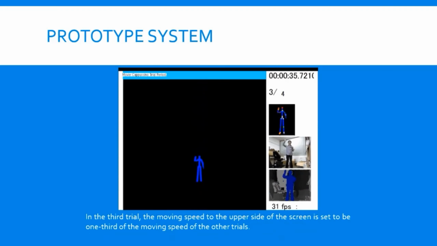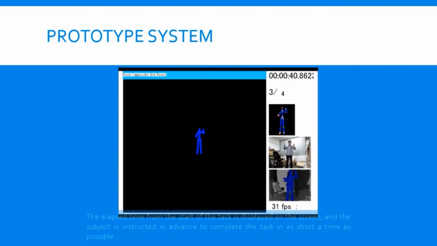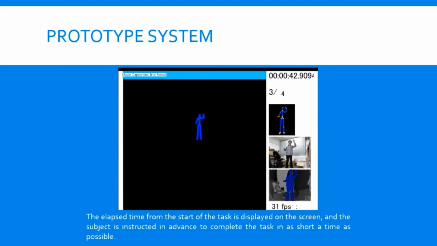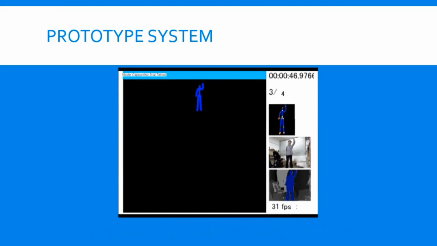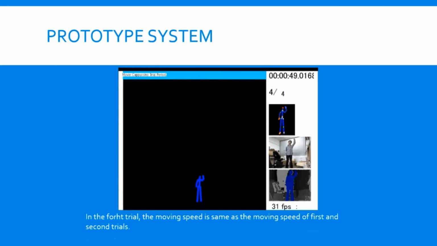In the third trial, the moving speed to the upper side of the screen is set to be 1/3 of the moving speed of the other trials. The elapsed time from the start of the task is displayed on the screen, and the subject is instructed in advance to complete the task in as short a time as possible. In the fourth trial, the moving speed is same as the moving speed of first and second trials.